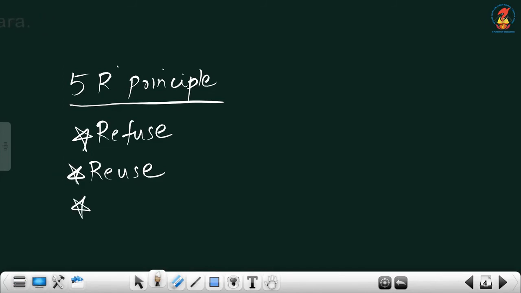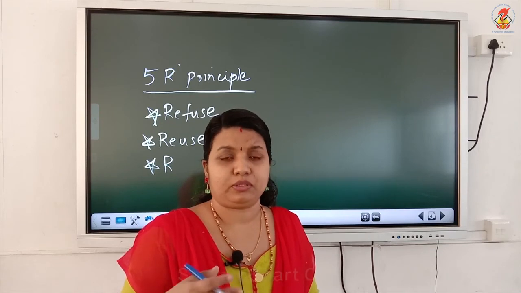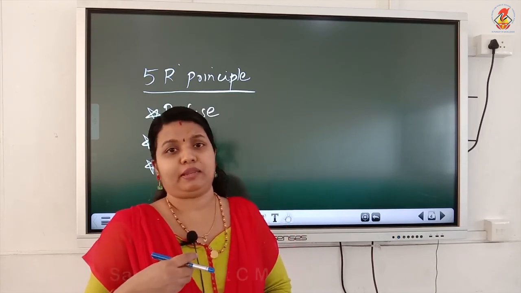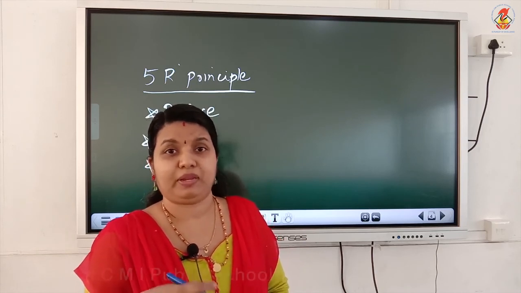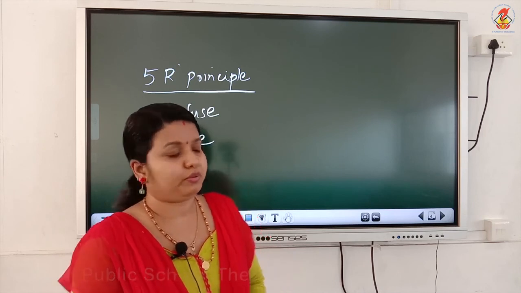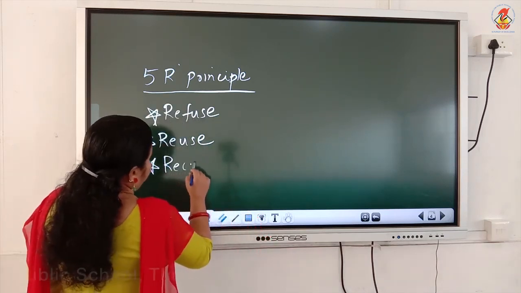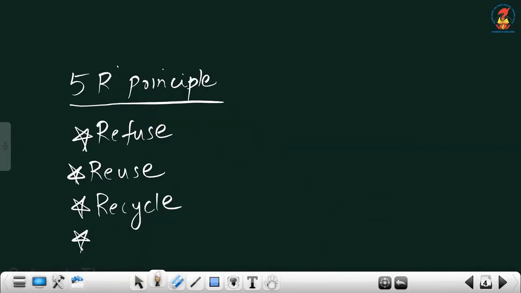Reuse plastic items. Do not take new plastic items again and again. Instead, you can reuse a plastic carry bag, for example. The same bag can be used again and again. Once it is spoiled, you can throw it and then take a new bag. Do not accept the plastic bags offered by the shopkeeper every time you go for shopping. You reuse it. Then recycle, as I told you. Give the plastic materials that you have at home to people who come and collect these items. That is given for recycling.